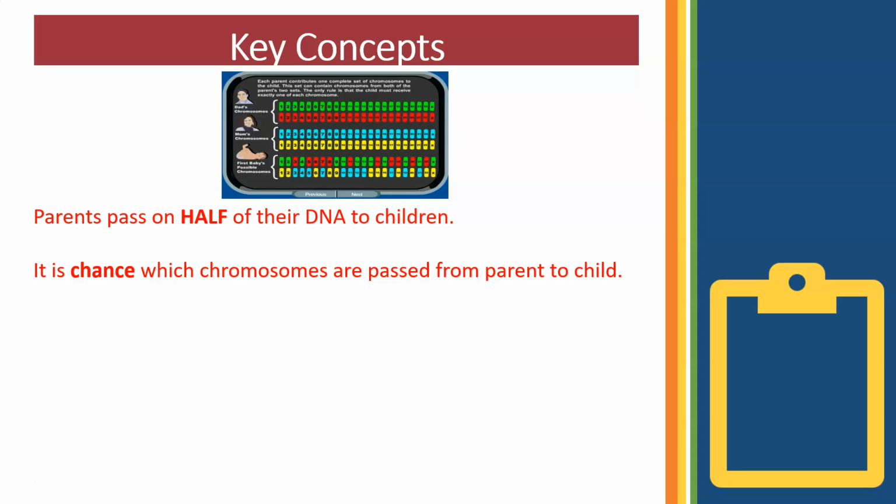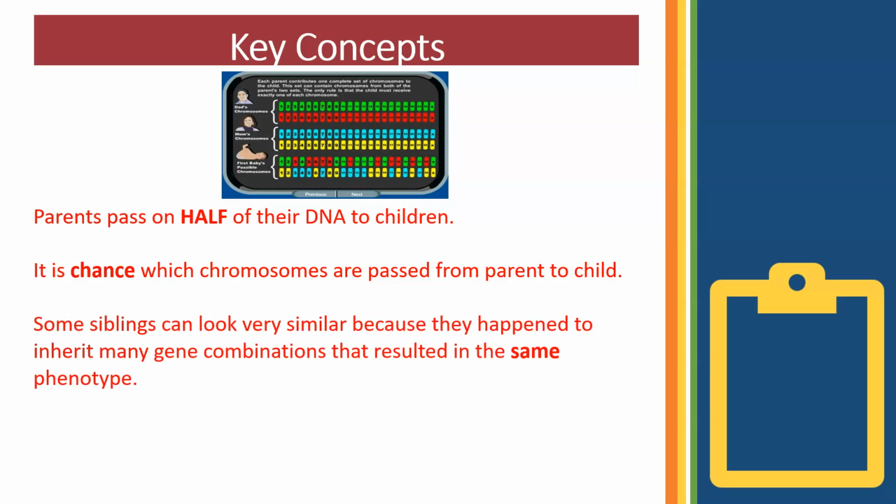Every time we created an egg and sperm in the simulation, we didn't know which chromosomes were being selected. So inheritance is totally random. Some siblings can look very similar because maybe they happen to inherit by chance many gene combinations which result in many of the same phenotypes.